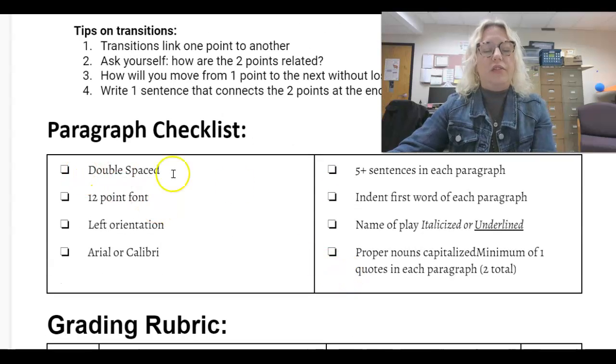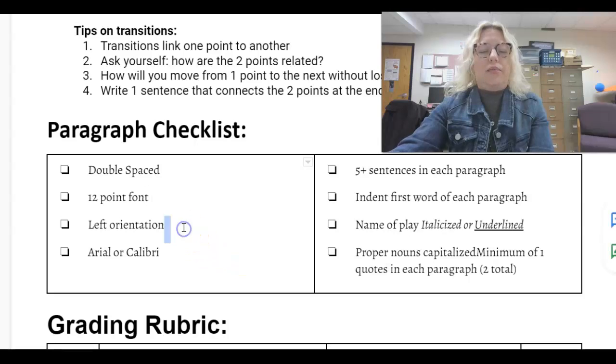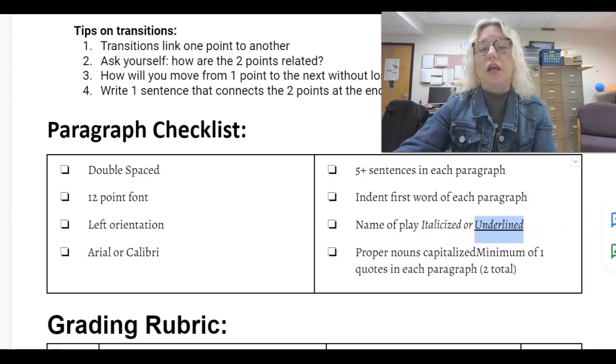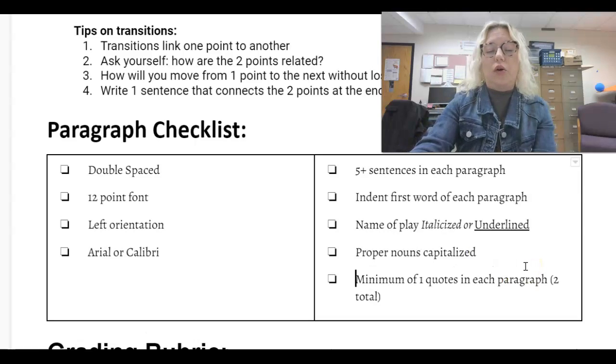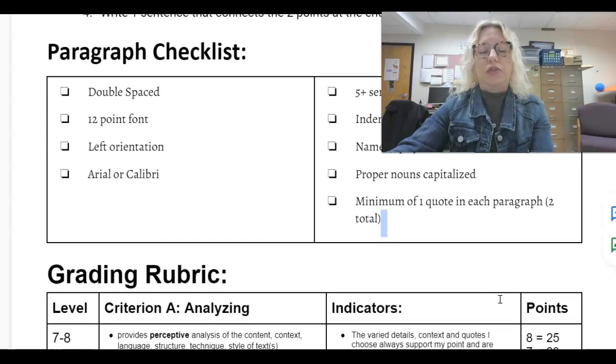Here's what you do have to have. This is the paragraph checklist. You have to have your paragraphs double spaced in a 12-point font, like Arial or Calibri, something that's easy to read. Left orientation, so don't center margin it. I know a lot of you like how that looks, but we left margin academic essays. Each paragraph needs to have at least 5 sentences. Make sure you indent the first word. The name of the play needs to be either italicized or underlined, not both. Proper nouns should be capitalized, and you need a minimum of 1 quote in each paragraph. So that makes 2 quotes total.